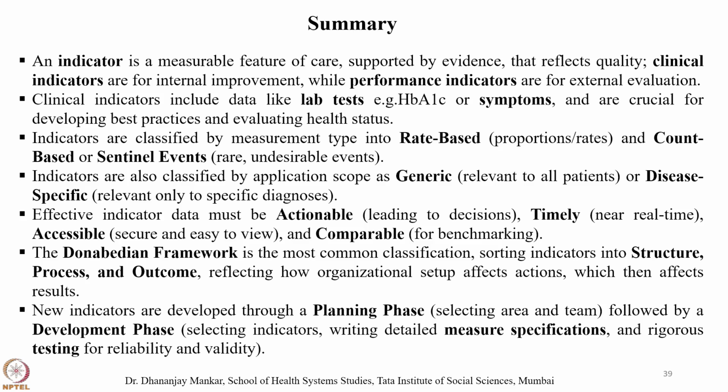The Donabedian framework is the most important classification that sorts the indicators into structure, process and outcome, where it reflects the organizational steps, efforts and actions that affect the results. New indicators are developed through a planning phase. It has to go through a development phase, and rightly as said, it has to be tested in terms of reliability and validity, without which it cannot really be completed.